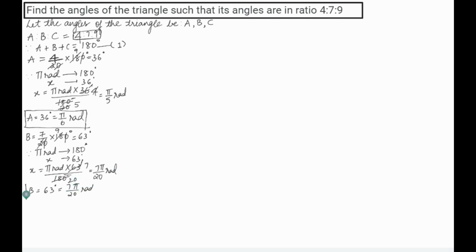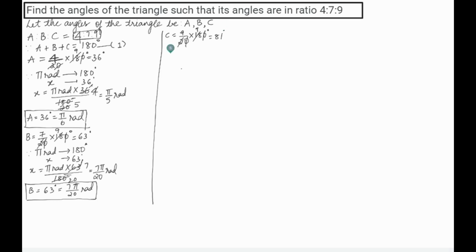So next we have to find our last angle, angle C. Angle C is 9 parts of 20 times 180 degrees. So 0 and 0 cancel out each other. 2 into 9 is 18. 9 into 9 is 81. So angle C is 81 degrees.